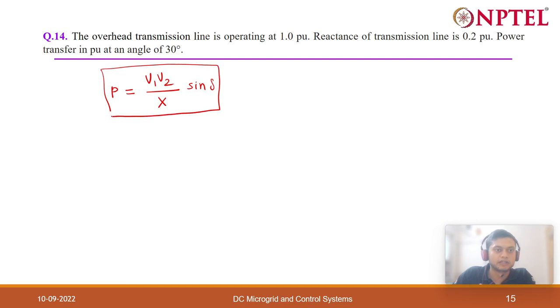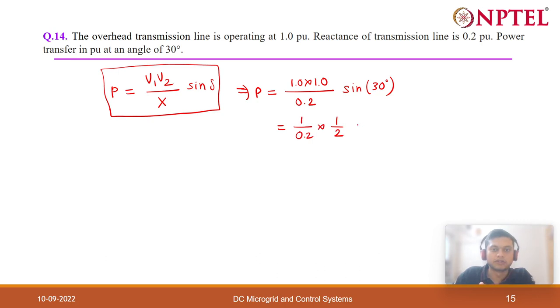We know this formula, so by putting all values in per unit, we have V1, V2 as 1.0 into 1.0, and we have the given reactance of the transmission line X as 0.2 and sine delta. The power angle delta is given as 30 degrees. So we will get 1 divided by 0.2 into sine 30, which is 1 divided by 2. So we will get 1 divided by 0.4, so 10 divided by 4, we have 2.5 per unit.